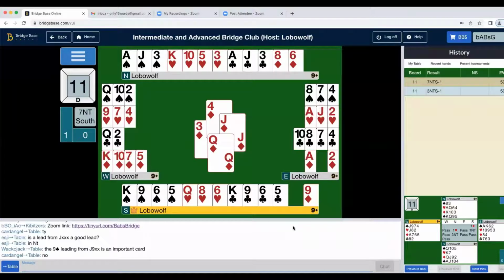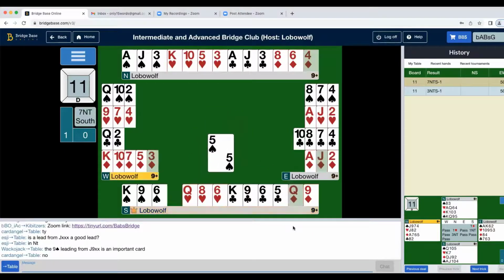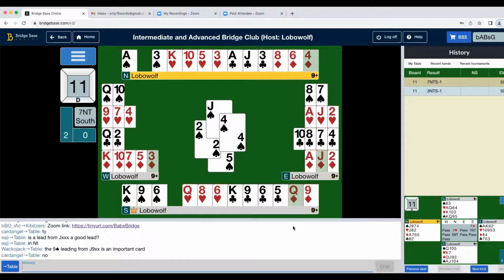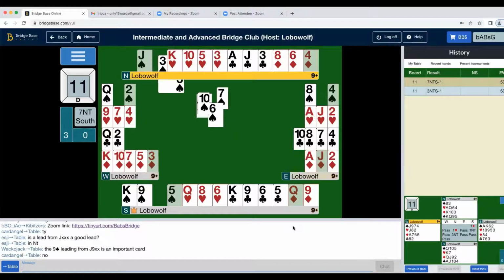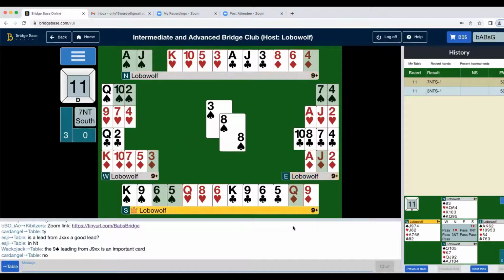So here's what happens at most tables at the local club in spades. Low to the jack, ace. We know that West has the queen because the jack won the first spade trick. So when East follows suit, we put up the king and it drops the queen. And we pick up the whole spade suit, right?